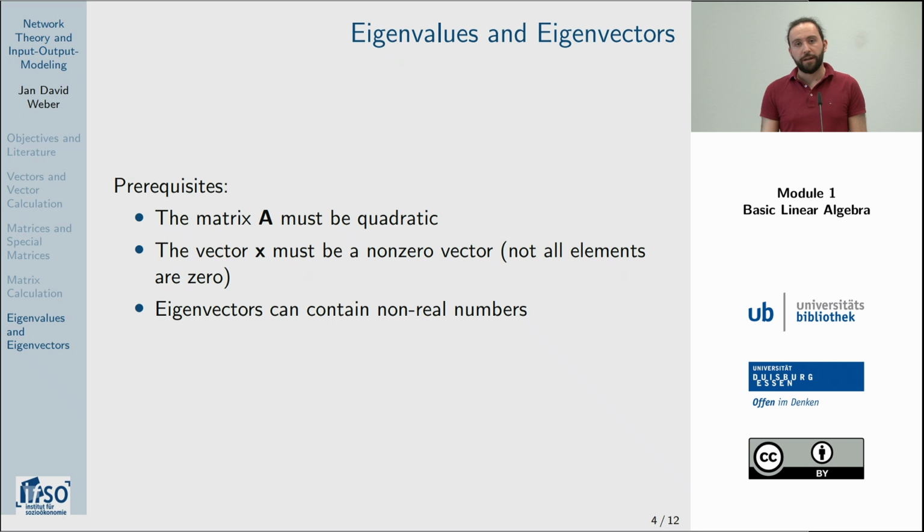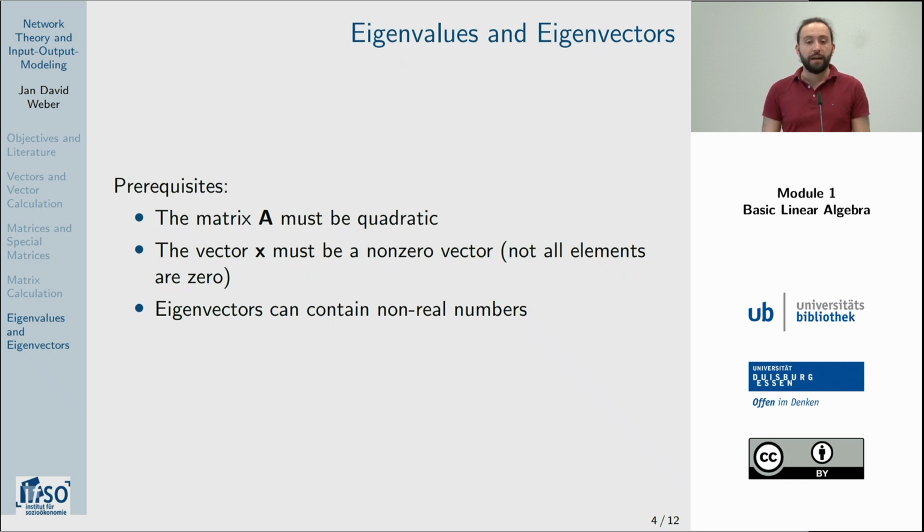So we have some prerequisites on the matrix A if we want to calculate eigenvalues and eigenvectors. Again, the matrix must be quadratic. That's a really, really important aspect. The vector x must be a non-zero vector, which means that not all elements in that vector can be zero. Sure, some of them may be zero, but it's really important that not all of them are zeros, because otherwise the mathematical equation of course holds, but it does not make sense.